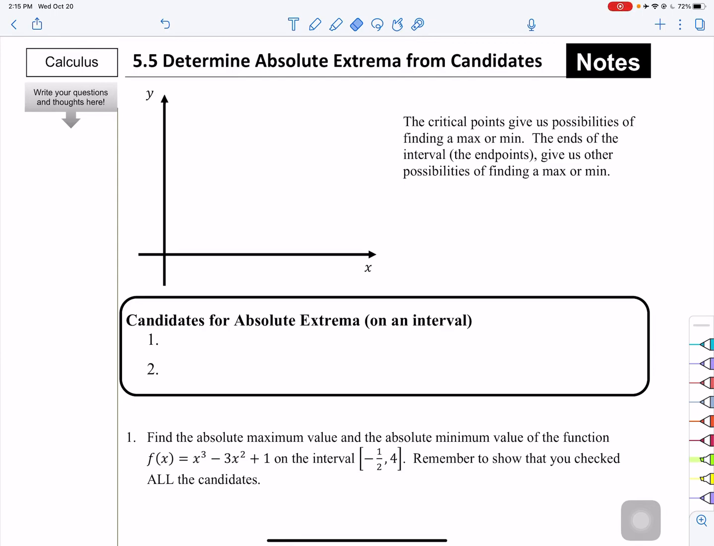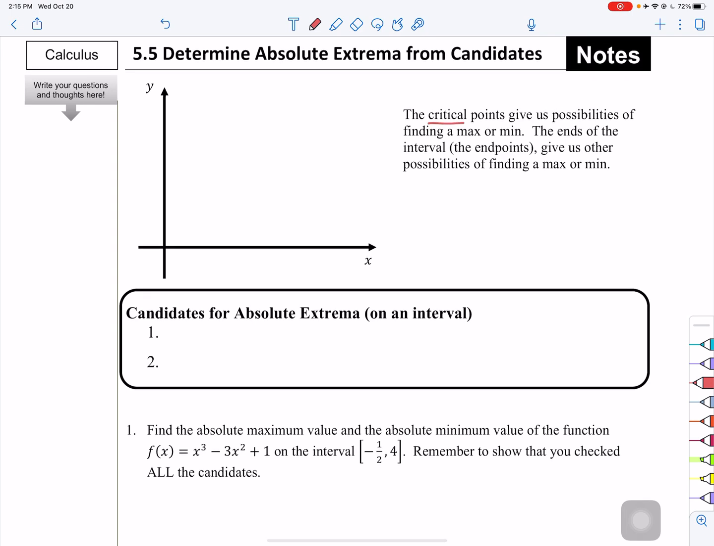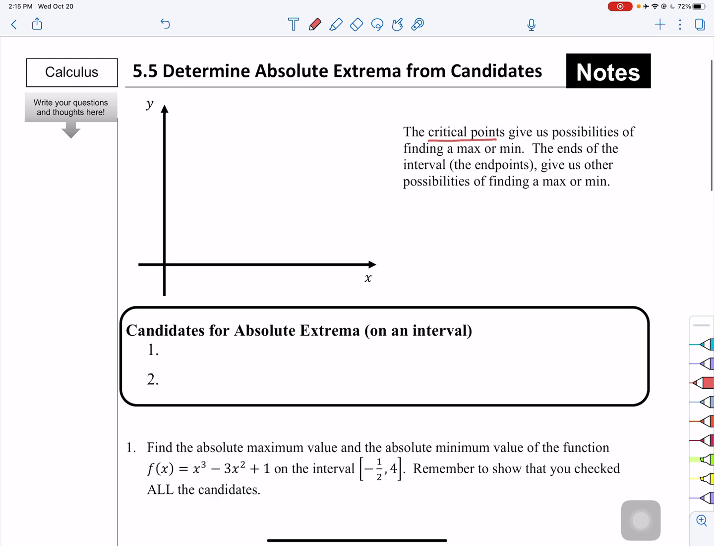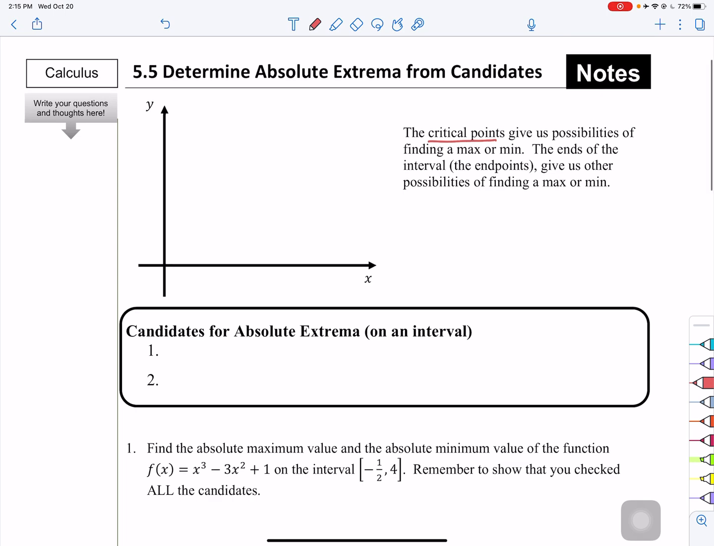This is topic 5.5, determining absolute value extrema from candidates. I'm just going to go ahead and sketch a little graph. The critical points that we determine from a function or a graph give us possibilities of finding a max or a min. And the ends of the interval, also known as the endpoints, give us other possibilities of finding a max or a min. So let me just draw a graph here that has some endpoints.